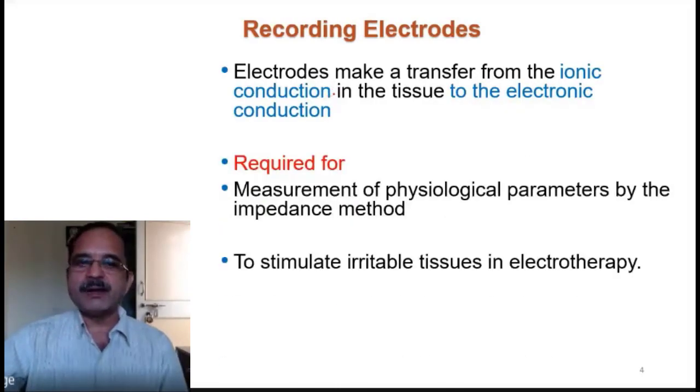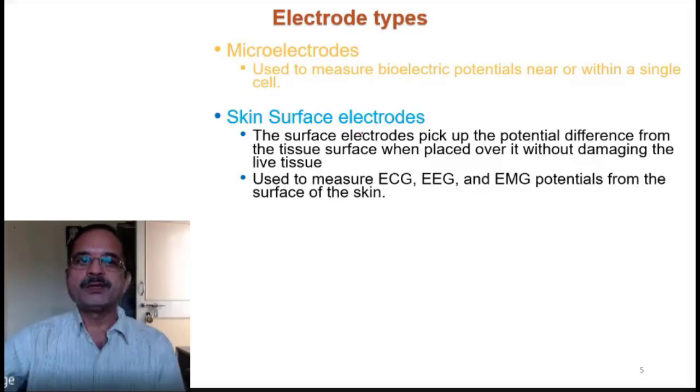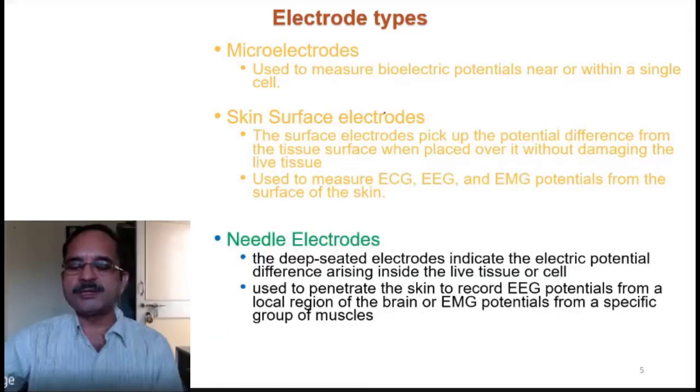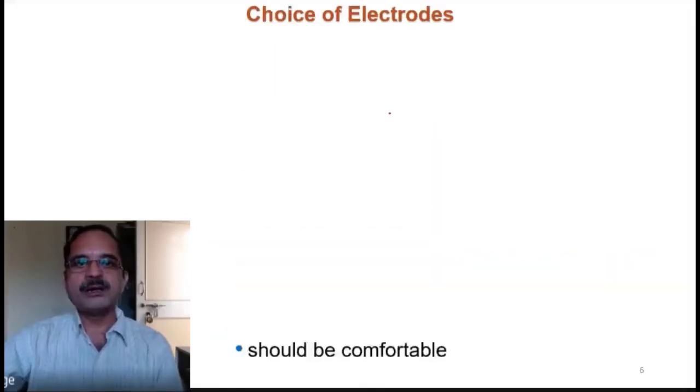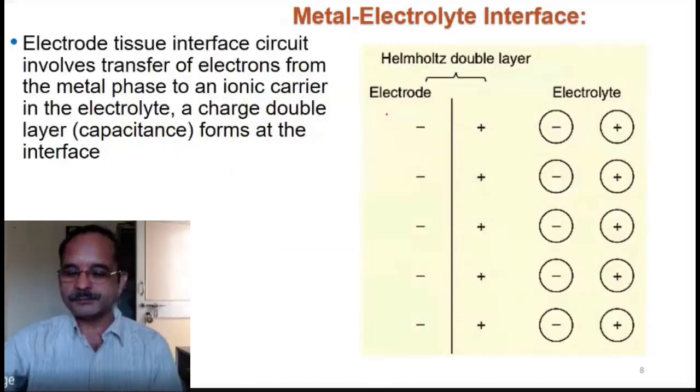The electrodes are required either for stimulation purposes, that means externally supplying power, giving some electrical signal to the tissue or some organ of the body, or for the measurement of some physiological parameters. We also discussed there are three types of electrodes: microelectrodes, skin surface electrodes, and needle electrodes. We'll see those types of electrodes today.